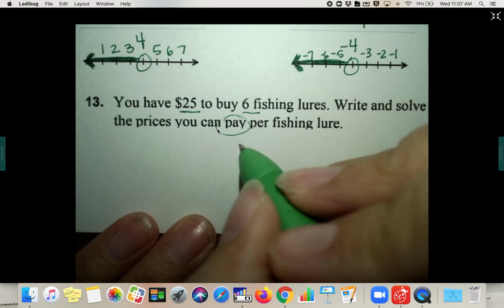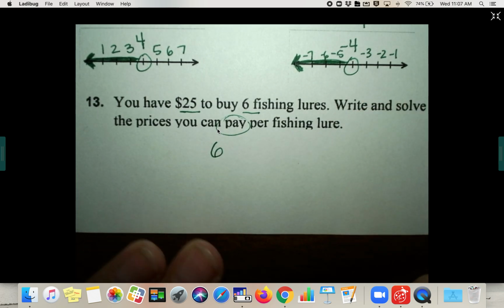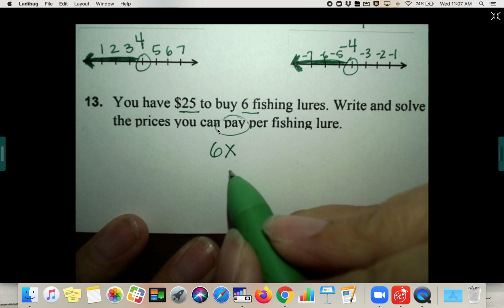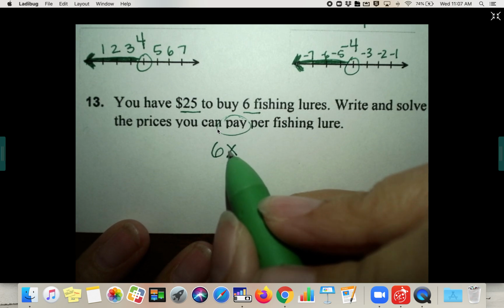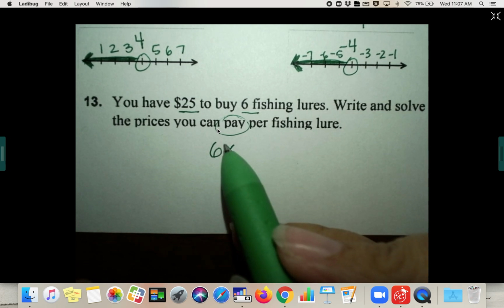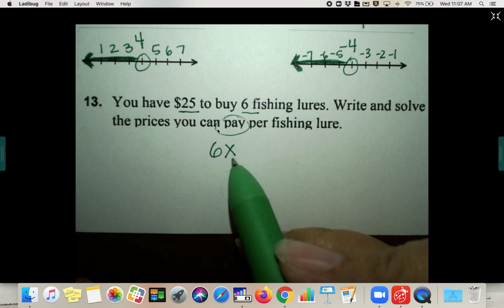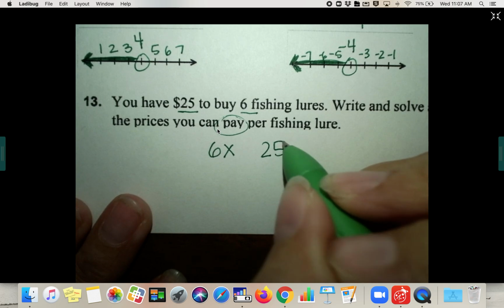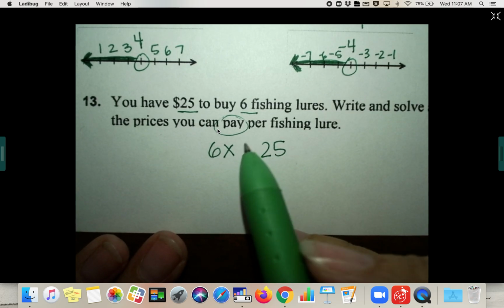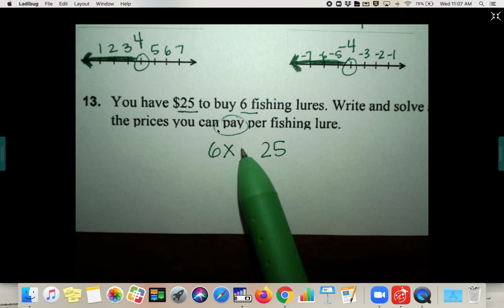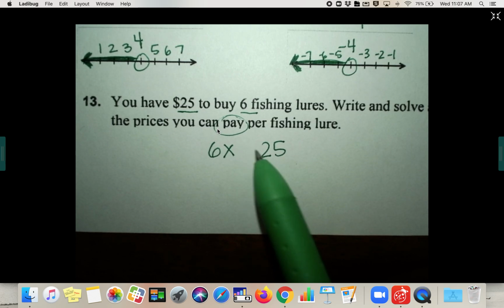We have 6 fishing lures that we would like to buy. It's going to be multiplied by x because that's how much we're going to pay per lure. So 6x, because 6 times the cost of each lure, which we don't know. And we know we have $25 in our pocket. So let's figure out what symbol it is. It's going to be 6 times an amount is less than or is greater than $25.